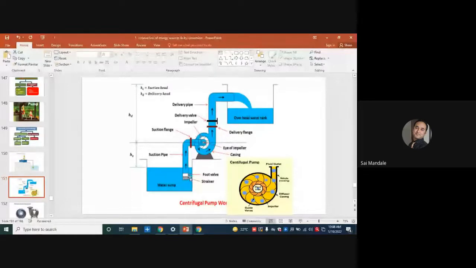What is the function of the strainer over here? It prevents dirt and impurities from going along with the water, sir. Yes, perfectly correct. It prevents impurities from coming into the suction pipe.